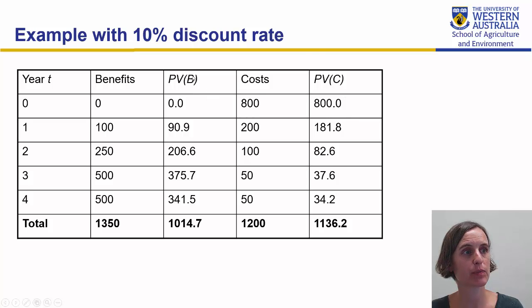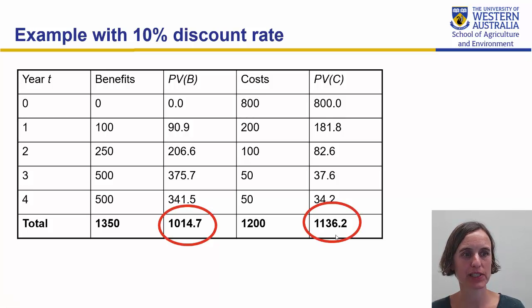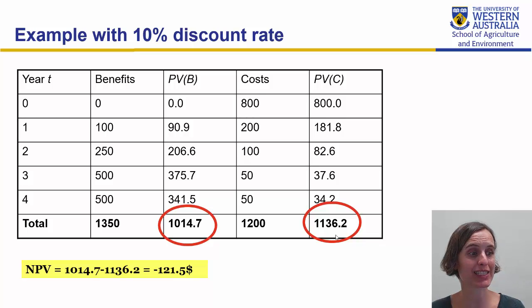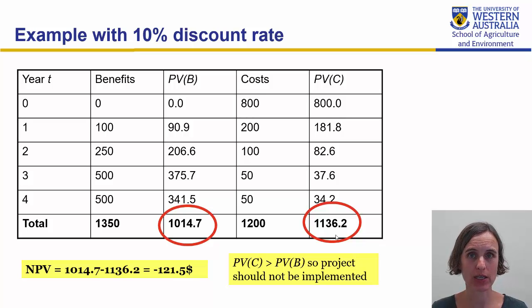So we have the present value of the benefits, the present value of the costs. We add those all up, just like the equation that I showed you, which yields a present value of benefits of 1,014 and a present value of cost of 1,136, which means that we have a net present value that is negative, which means that the present value of the cost is larger than the present value of the benefits. And this project should not go ahead. This policy action should not be implemented.